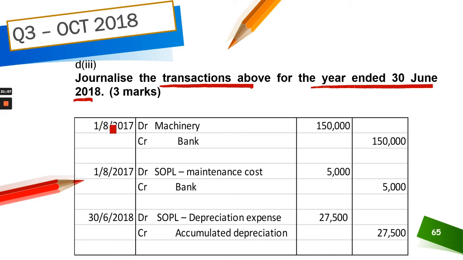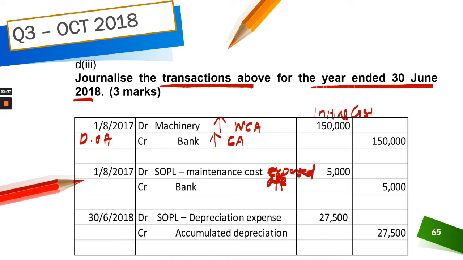So on 1st of August, this is the date of acquisition. You have the machine. This one is the initial cost, 150. You pay in cash. So increase in asset, increase in asset here, non-current asset, 150. And then the maintenance costs. Remember, you have the maintenance cost, the total is 5,000. So this one is the one that I mentioned earlier, expense of debit to the SOPL as maintenance costs.